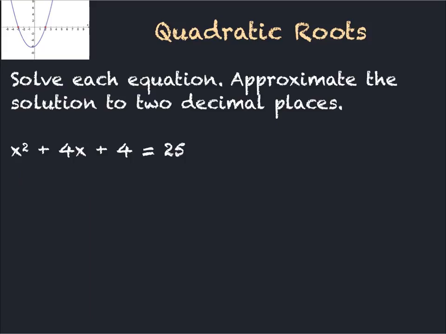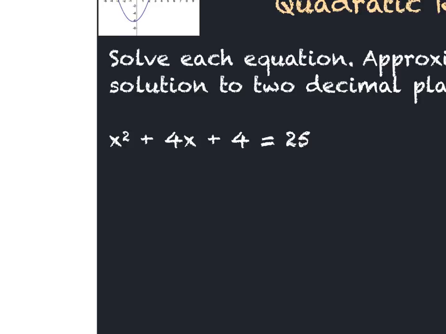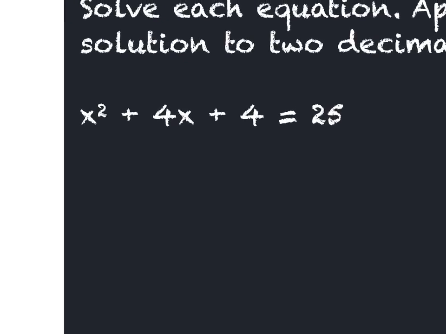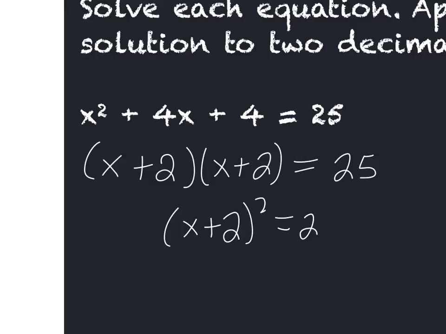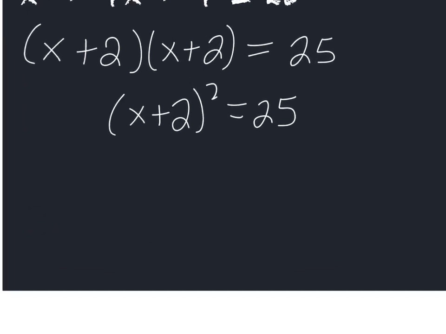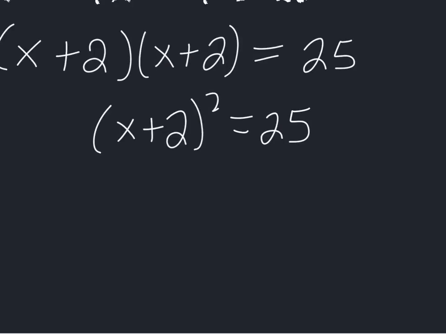So let's do an example. Here we have x squared plus 4x plus 4. Now this is a perfect square trinomial. So if we factor this, this would be x plus 2 times x plus 2, right? 2 times 2 is 4, and 2 plus 2 is 4 as well. All right, and why did we want to do that? Well, now this changes to x plus 2 squared equals 25, and this is what we did yesterday. All right, now we can solve this equation by taking square roots.